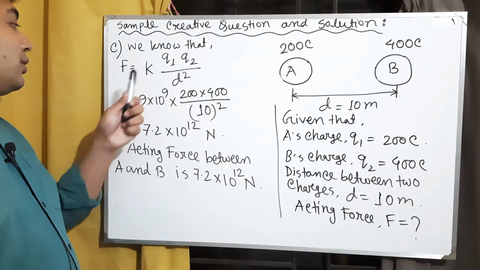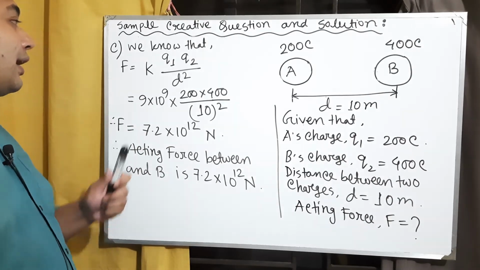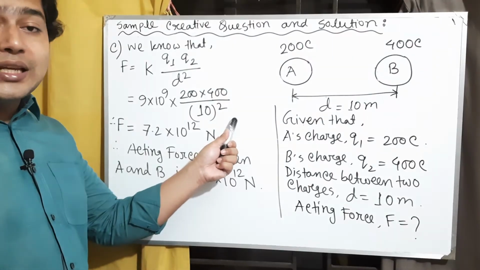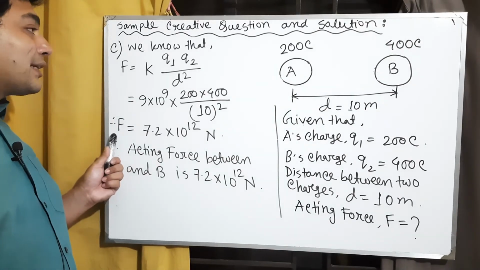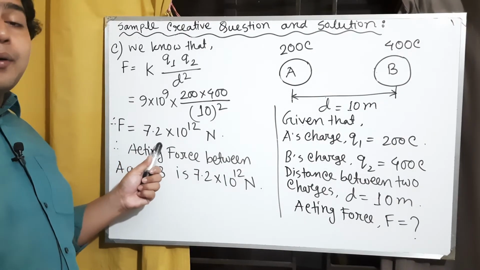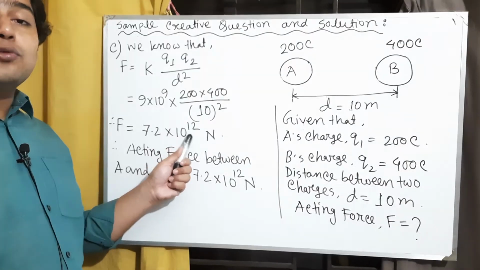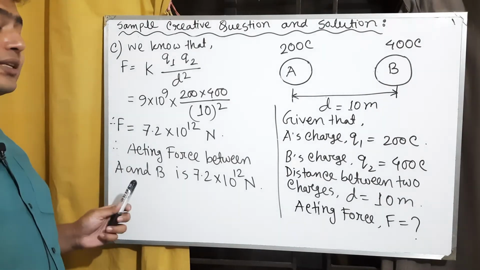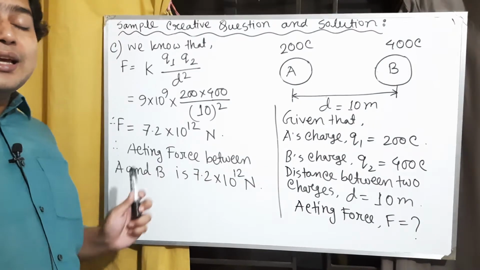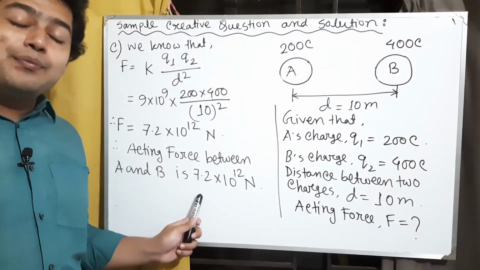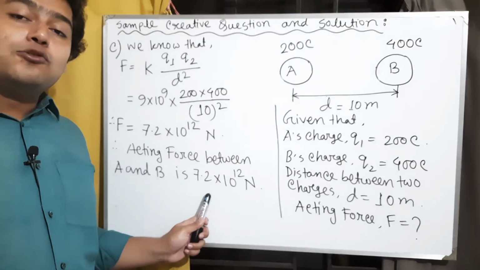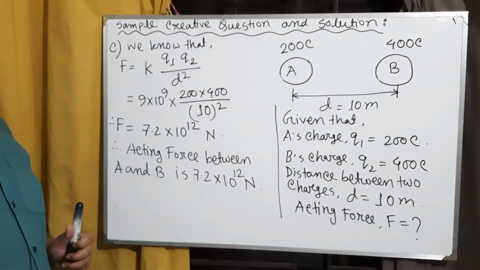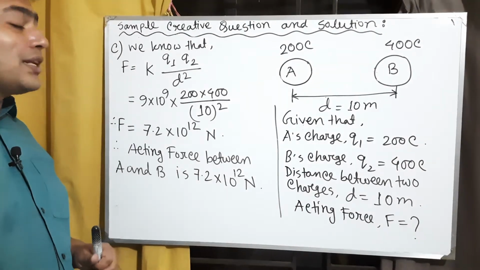Putting the value of this constant and all the parameters, and after calculating, we get the acting force is 7.2 × 10^12 newton. So, we can write that the acting force between A and B is 7.2 × 10^12 newton. So, this is our solution for question number C.